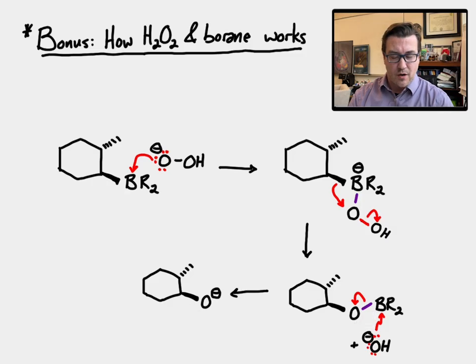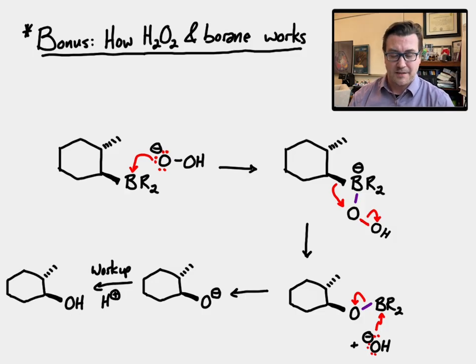So at this stage, we can now add a workup step. So we would add a little bit of mild acid to the solution, and that mild acid will protonate the alkoxide and give you your resulting product, that is the secondary alcohol. And again, I'll highlight with the colors, the oxygen atom that acted as the first nucleophile to the boron is the one that winds up on the resulting molecule.